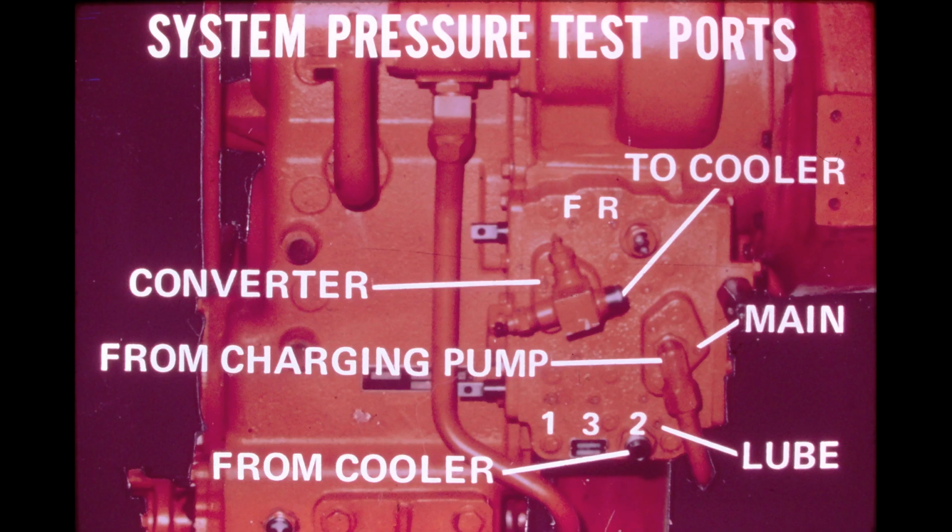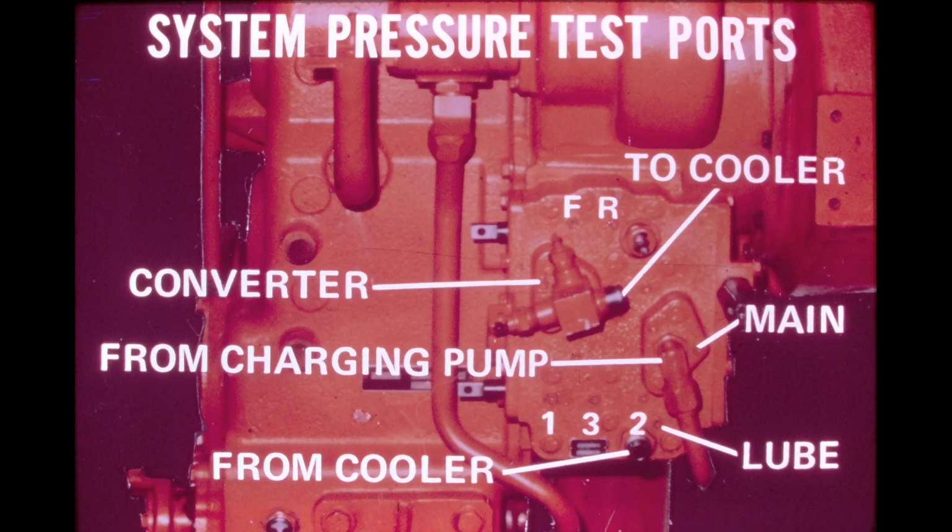The test port for checking lube pressure is located at the lower right corner of the control valve. It checks pressure on the oil returning from the cooler just before the oil is sent internally to deliver lubrication to the clutch packs. Main, converter, and lube pressures are checked first with the transmission in neutral. These three gauges should be left in place and observed again when checking clutch pack apply pressures.